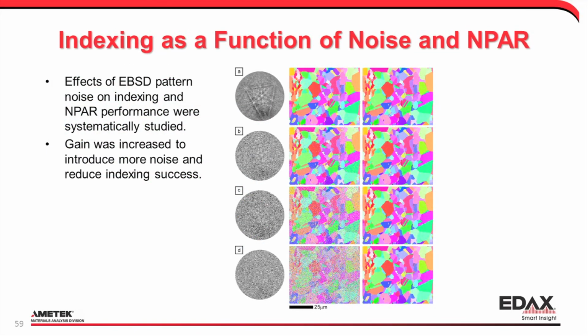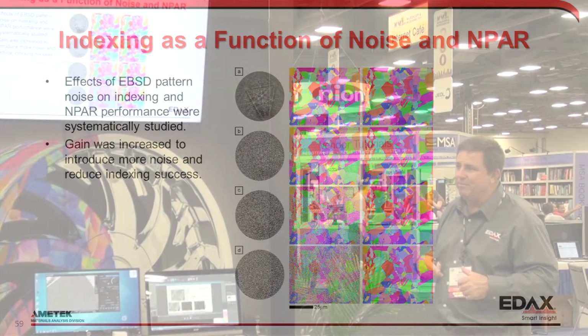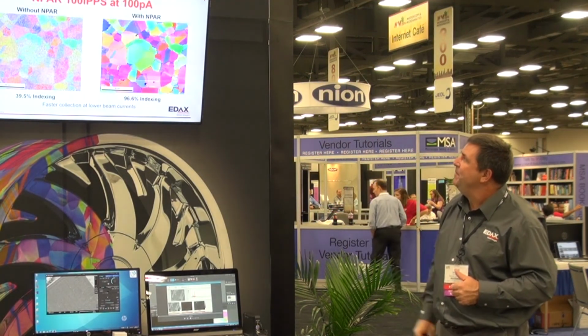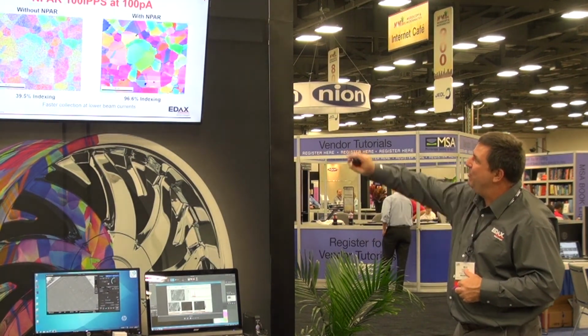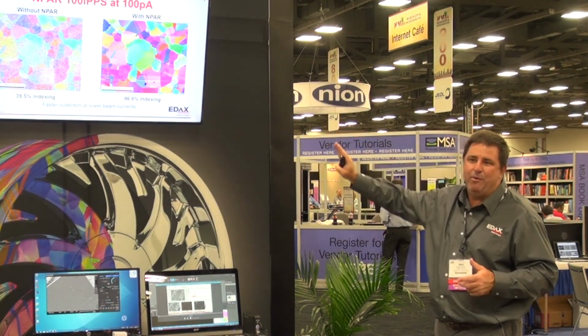This is just one slide from a systematic study, just to give you an idea of what we mean by noisy pattern. So if you look at the top left one, that's our quote unquote good pattern. It's already pretty noisy. We're starting at the poorest areas. You squint there further at the bottom, like pattern D, you're going to have a hard time convincing yourself there's data there. But we run that through the NPAR processing, you see we're getting the exact same microstructural information. So we're pretty happy with that. So that lets us go to things like, we can go 100 patterns per second at 100 picoamps.